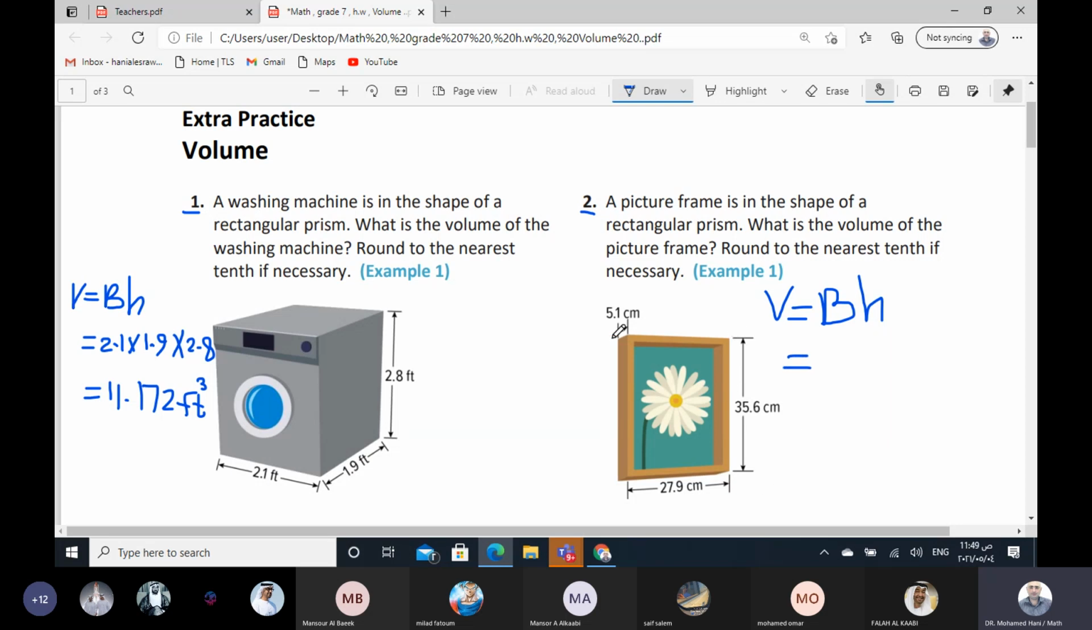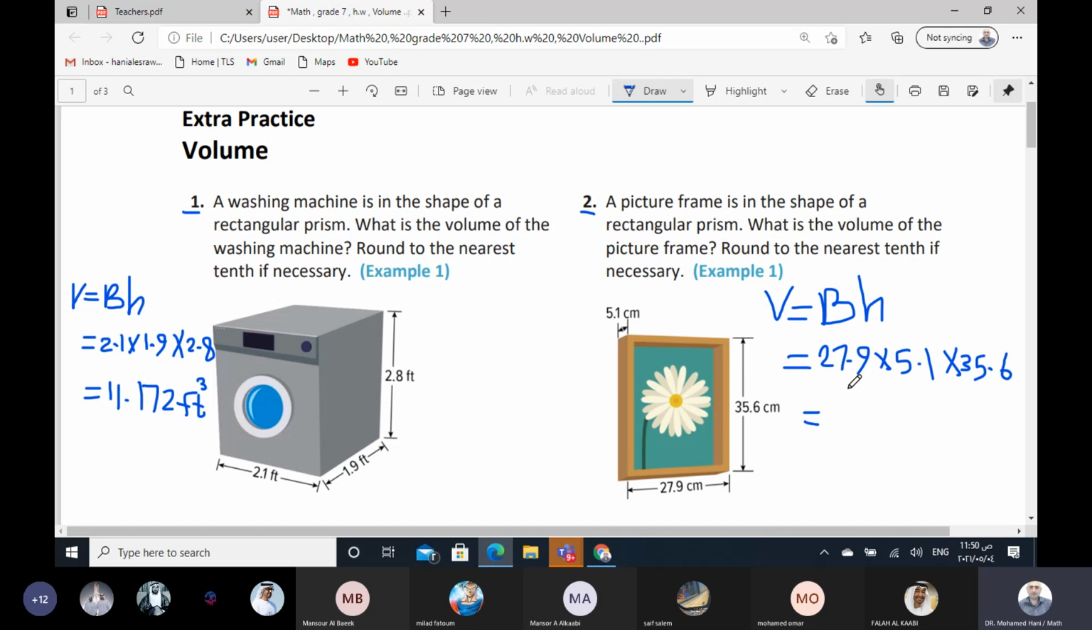So the base, as you see, the type of the base will be rectangle. How to find the area of the rectangle? Length times width. So 27.9 times 5.1 times the height of the prism will be 35.6.